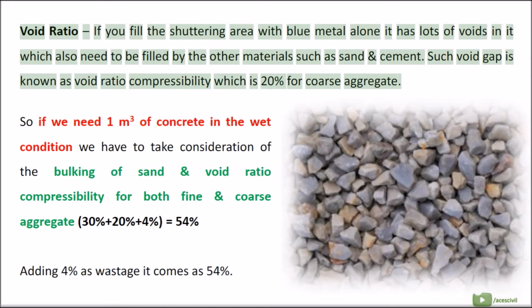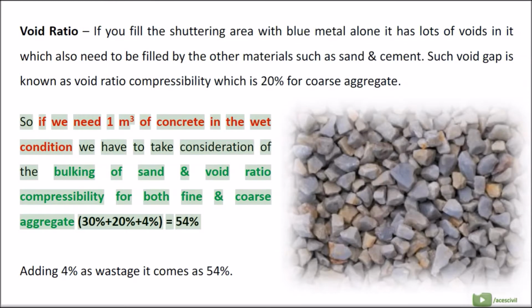Void ratio. If you fill the shuttering area with blue metal alone, it has lots of voids in it, which also need to be filled by other materials such as sand and cement. Such void gap is known as void ratio compressibility, which is 20% for coarse aggregate.